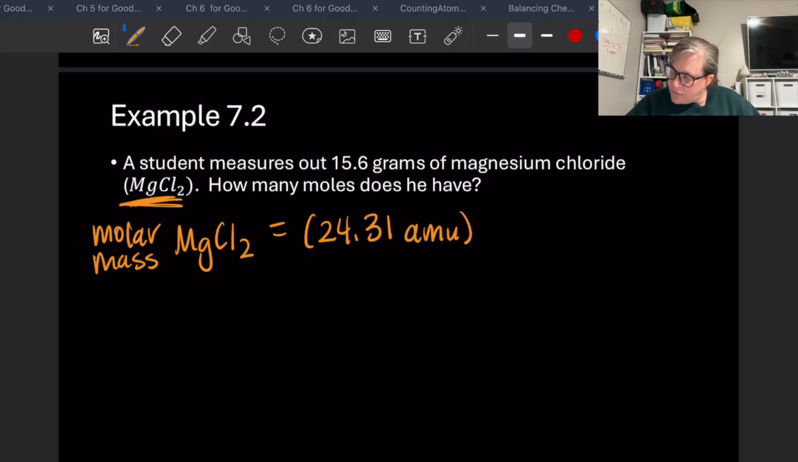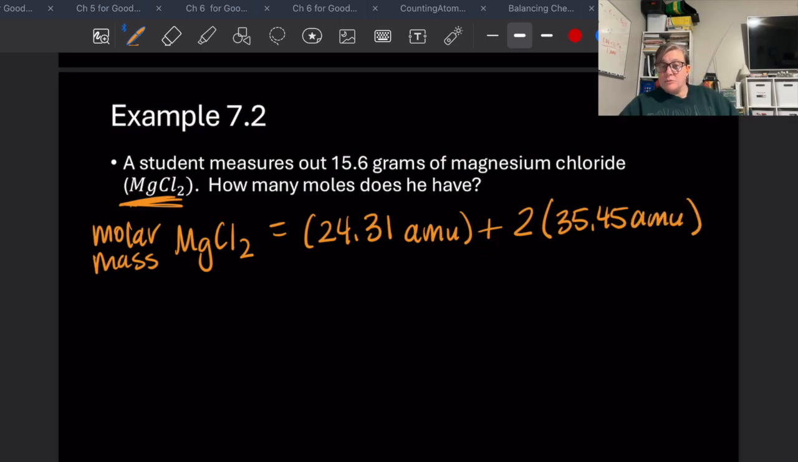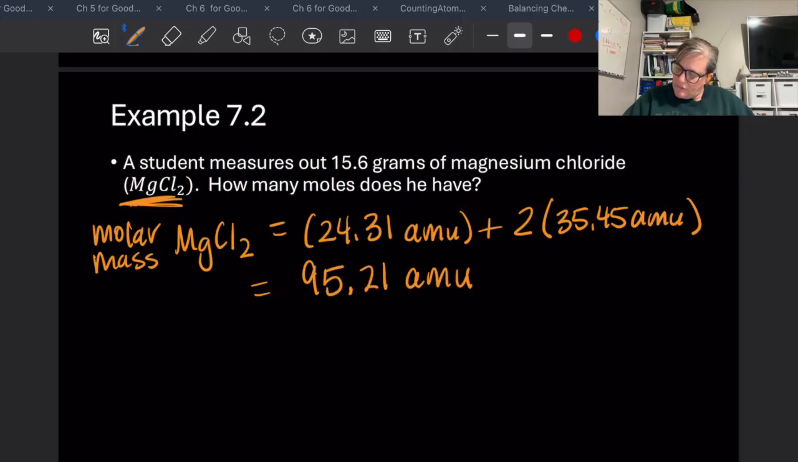And then we want to add 2 atoms of chlorine. And each of those is 35.45 AMU, and we need to multiply that by 2 because there's 2 of them. So the mass of 1 molecule in AMU of magnesium chloride is 95.21 AMU. So we'll say 1 molecule.